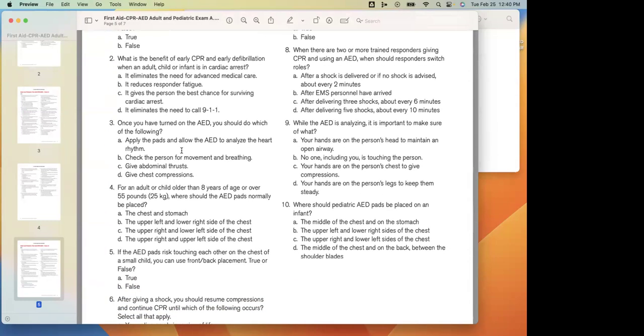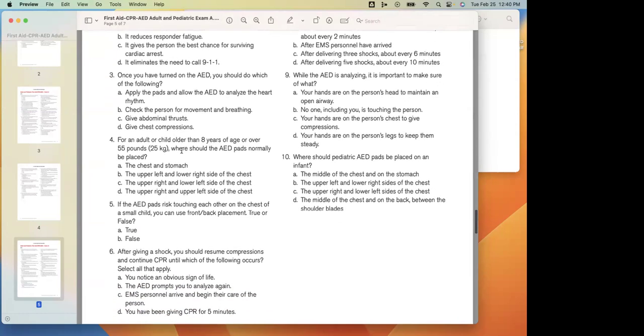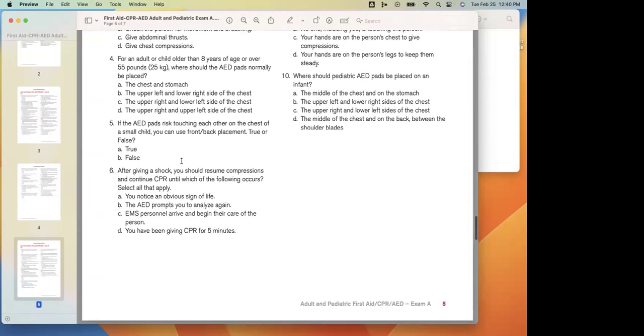Number 3, once you have turned on an AED, you should do which of the following? Number 4, for an adult or child older than 8 years of age or over 55 pounds, where should the AED pads normally be placed? Number 5, if AED pads risk touching each other on the chest of a small child, you can use front-back placement.